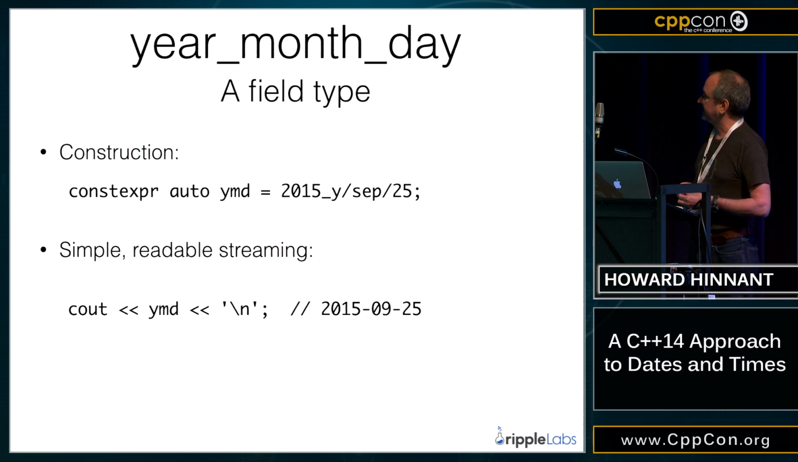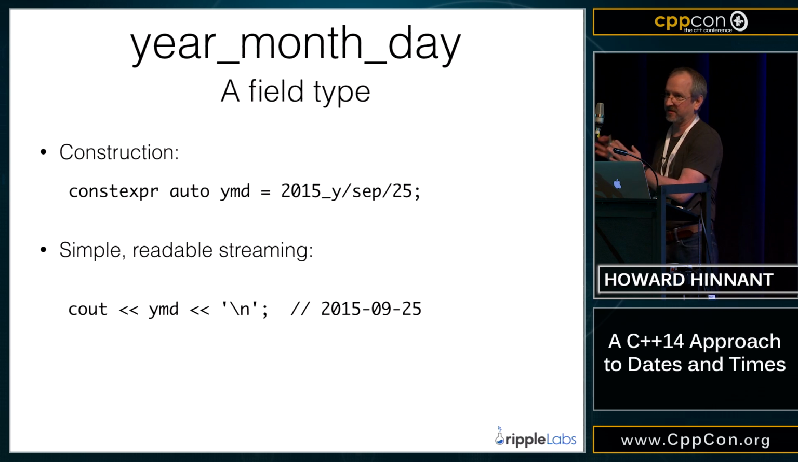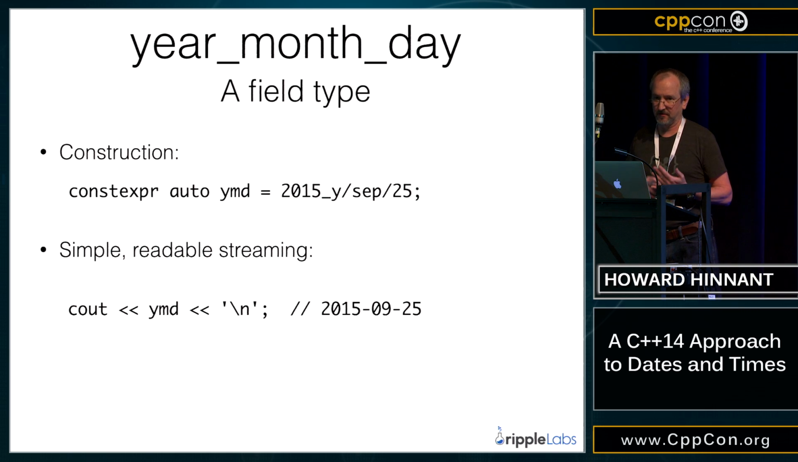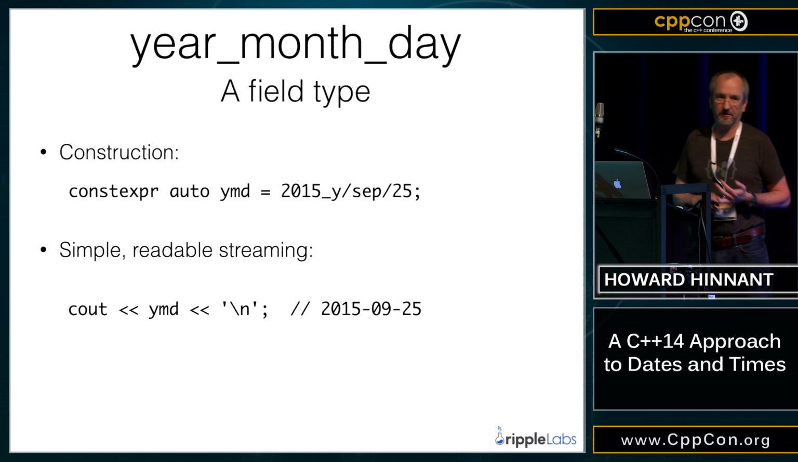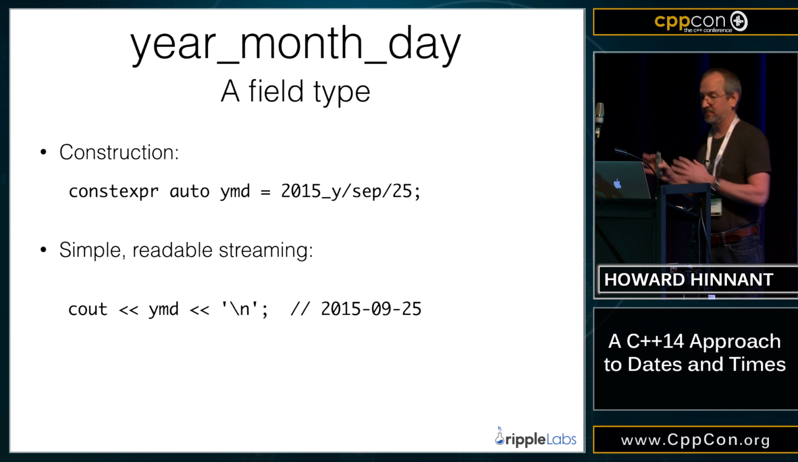If you need to output these things, you get simple readable streaming. All it does is output the year, month, and day so you can see what you've got. This is mainly useful for debugging purposes. There's very little formatting or parsing available in this library. That will be a library layered on top of this. So if you don't need fancy formatting and parsing, you don't pay for it.